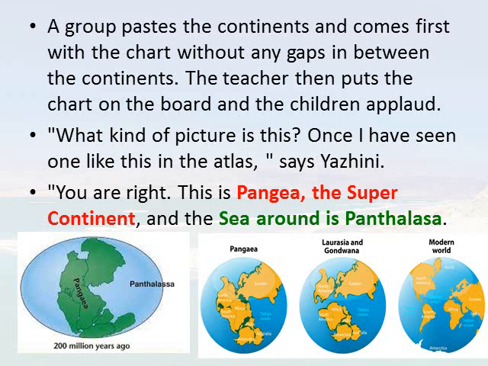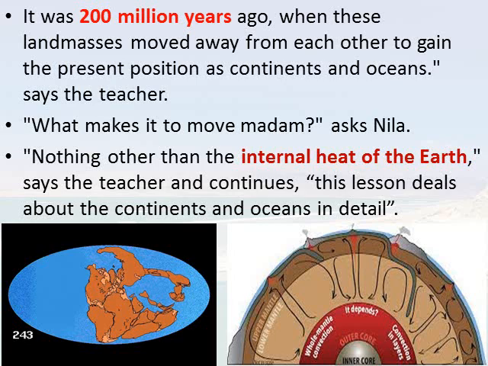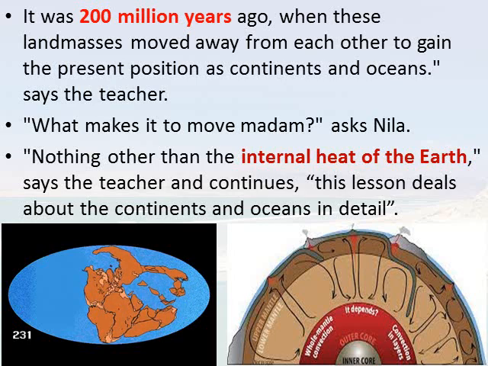It was around 200 million years ago that the single land mass moved apart and the present continents and oceans were formed. Then Nila has a doubt. She asks the teacher, what makes it move, ma'am? So she's asking the teacher, what will make it move? The single landmass, how can it move?